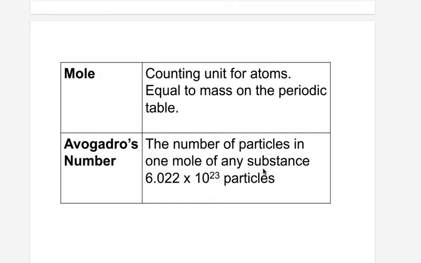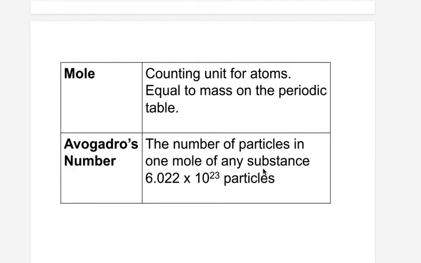So because atoms are so small, we use a unit called the mole to count them. A mole of an element is equal to the mass on the periodic table. So what I mean by that is if we look at something like carbon, which has a mass of 12.011 grams, that means that 1 mole of carbon is equal to that mass. So a mole of an element is actually equal to the mass found on the periodic table, the average atomic mass. Very useful for us when we're doing mathematical calculations.